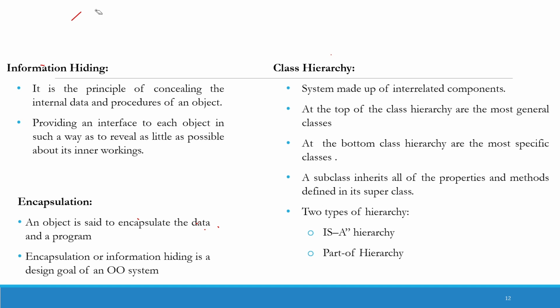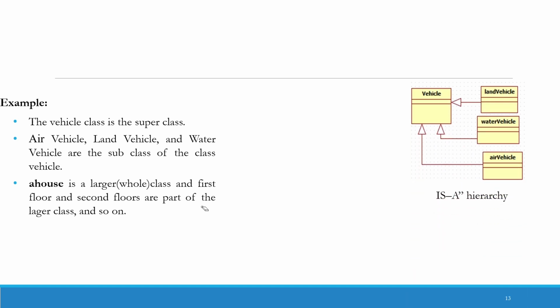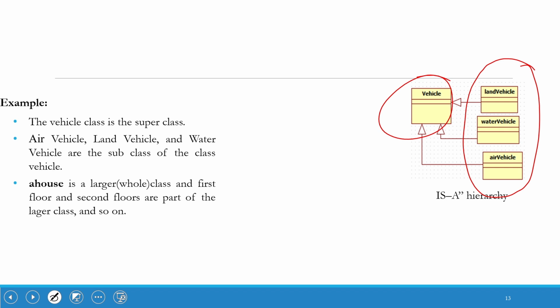Let's see here. We have a vehicle, which is a superclass. Air vehicle, land vehicle, and water vehicle are the subclasses of the vehicle. A house is a larger class, the whole class. The first floor and the second floor are all part of the larger class. So we can indicate it just like this. Here, these classes are the subclasses. They have their own identity, but they are specialized from this larger class, or this class generalizes these three classes, i.e. the land vehicle, the water vehicle, and the air vehicle are generalized by this vehicle. So this is a type of relationship.